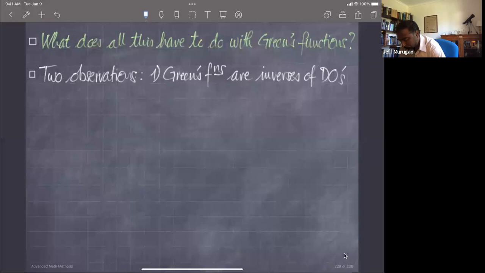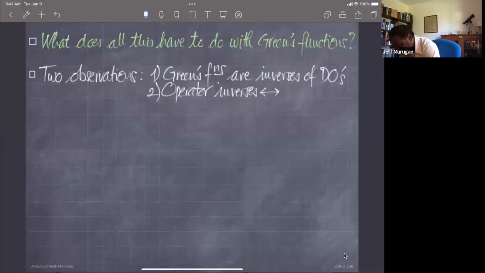The second thing that we've just learned is that the inverses of operators are best understood in terms of resolvents. And so indeed, I would expect that Green's functions must be related in some way to resolvent operators. So let's try and make this relationship more precise now.